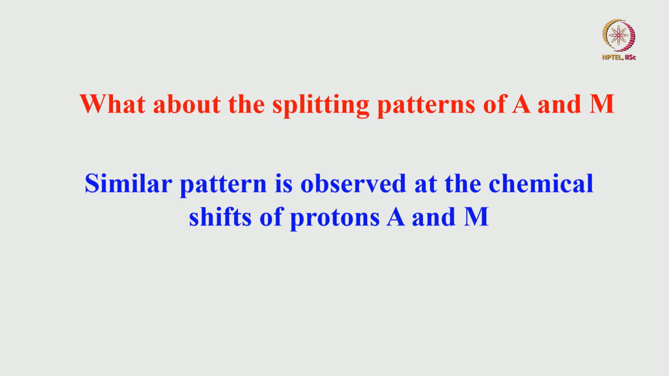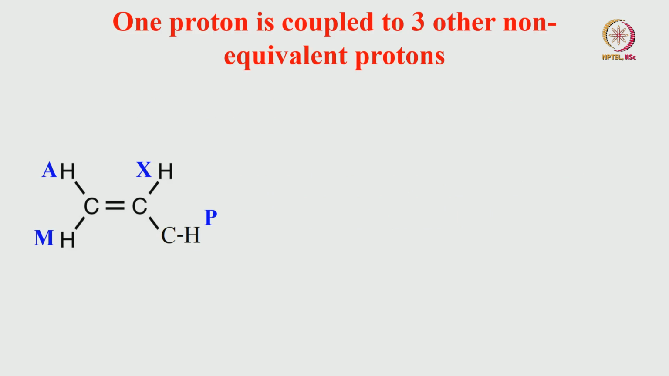Now at the chemical shift of proton X, we saw 4 lines because of its coupling with A and M. But now if I go to the chemical shift of A, we have again 4 lines because of A coupling with M and X. At the chemical shift of M, again you get 4 lines because of M coupling with A and X. This is the similar pattern you are going to get. That is how, when 3 protons are coupled to each other, each proton will give 4 lines. So 3 protons together will give rise to 12 peaks.